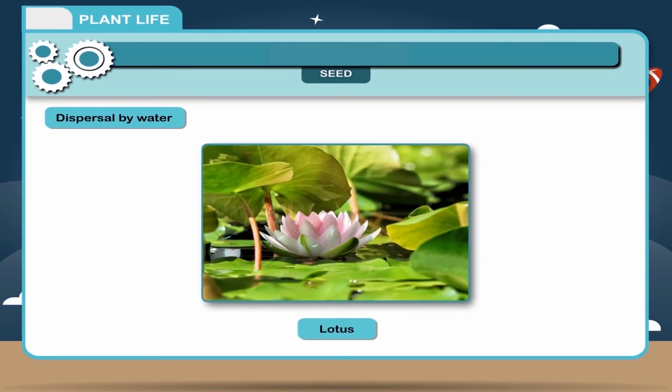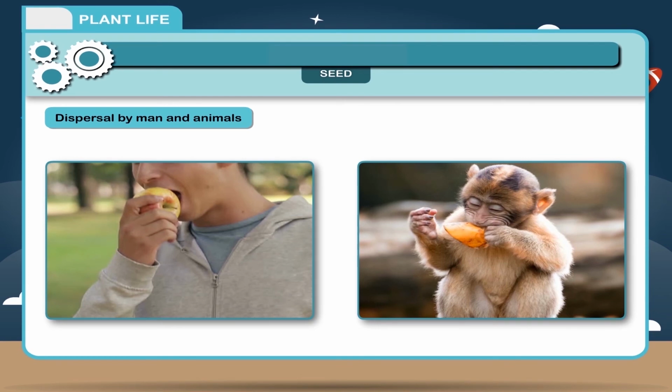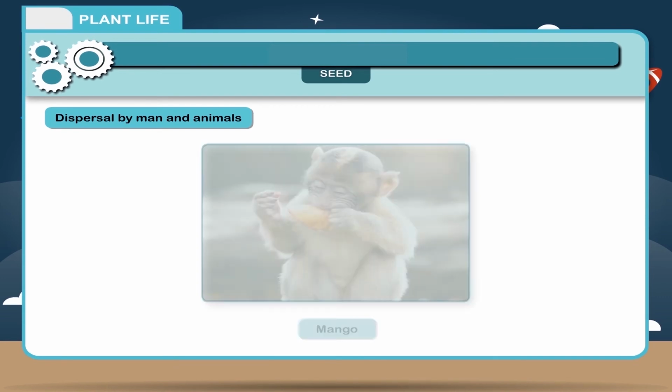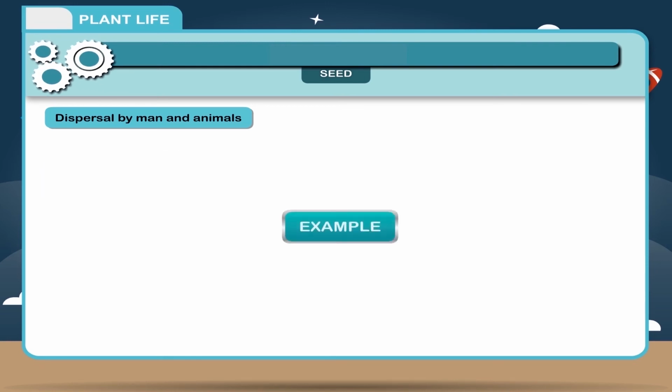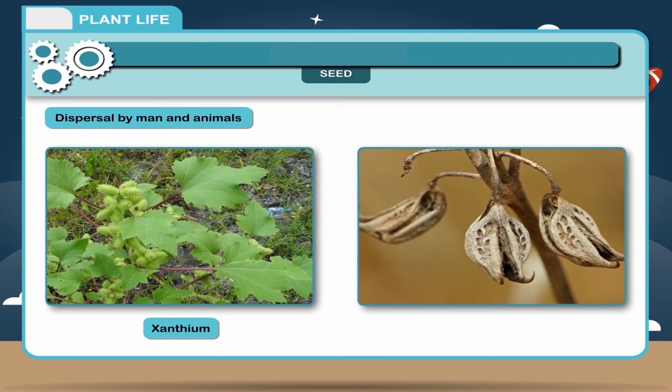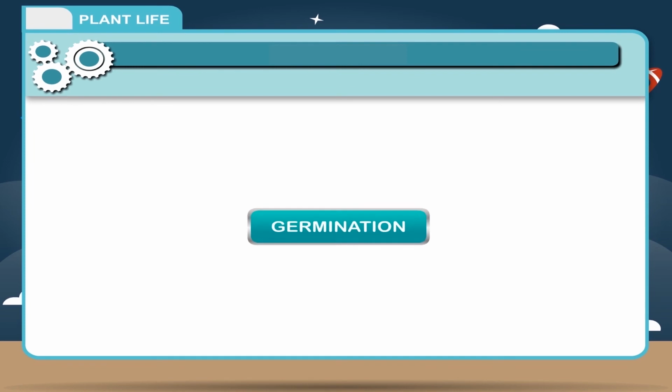Example: lotus. Dispersal by man and animals. Man and animals, after eating the fruits, disperse the seeds to distant places. Example: mango. Some seeds in fruits have hook-like structures, spines, bristles, and hairs, which stick to the fur of animals and are carried to distant places. Examples: xanthium, martynia, urena, etc.